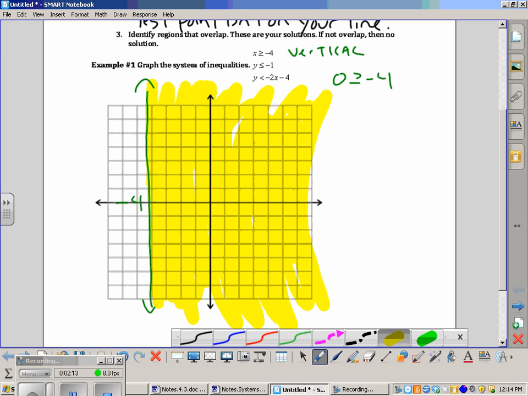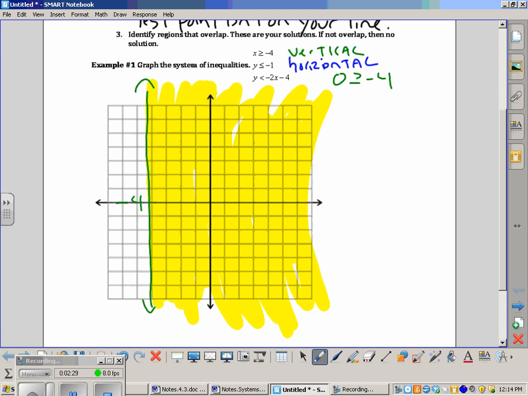Now we have the second part. Part 2: y is less than or equal to -1. So another solid line. This is our friend, the horizontal line. Horizontal line at -1, another solid line. So that's y equals -1. And we're looking for points that are less than or equal to -1.